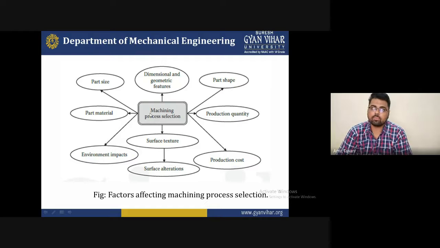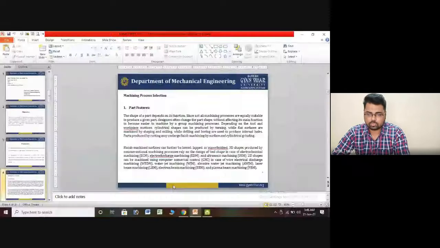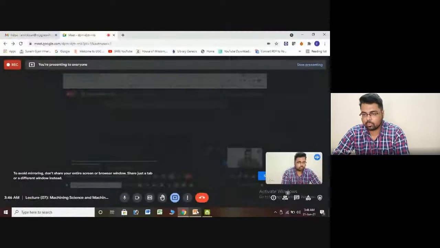If you want fine finishing, you will select the iridium cut. If you want more accuracy, you will select CNC machining. So this also depends upon the conditions and what type of surface structure you will provide for the product. After this, the surface alteration is provided by the machining operation.